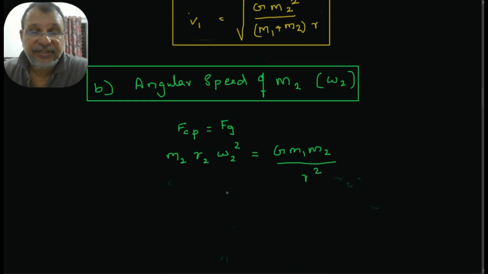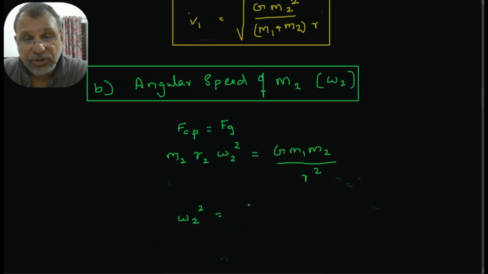Now m2 and m2 would cancel out and we will get the expression omega 2 squared is equal to, R2 will come into the denominator in here. So R and R2, you should remember R is equal to R1 plus R2. You must remember that expression.